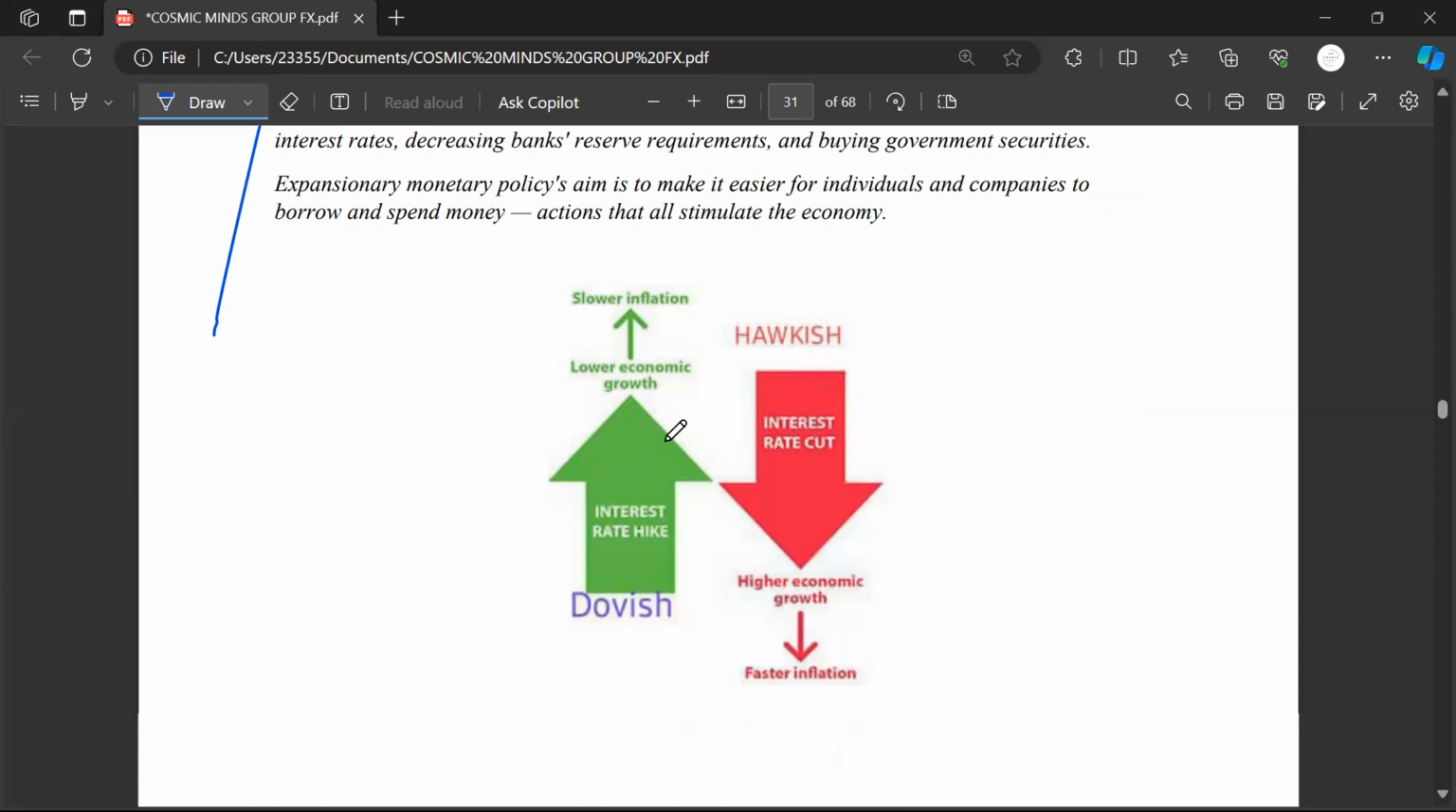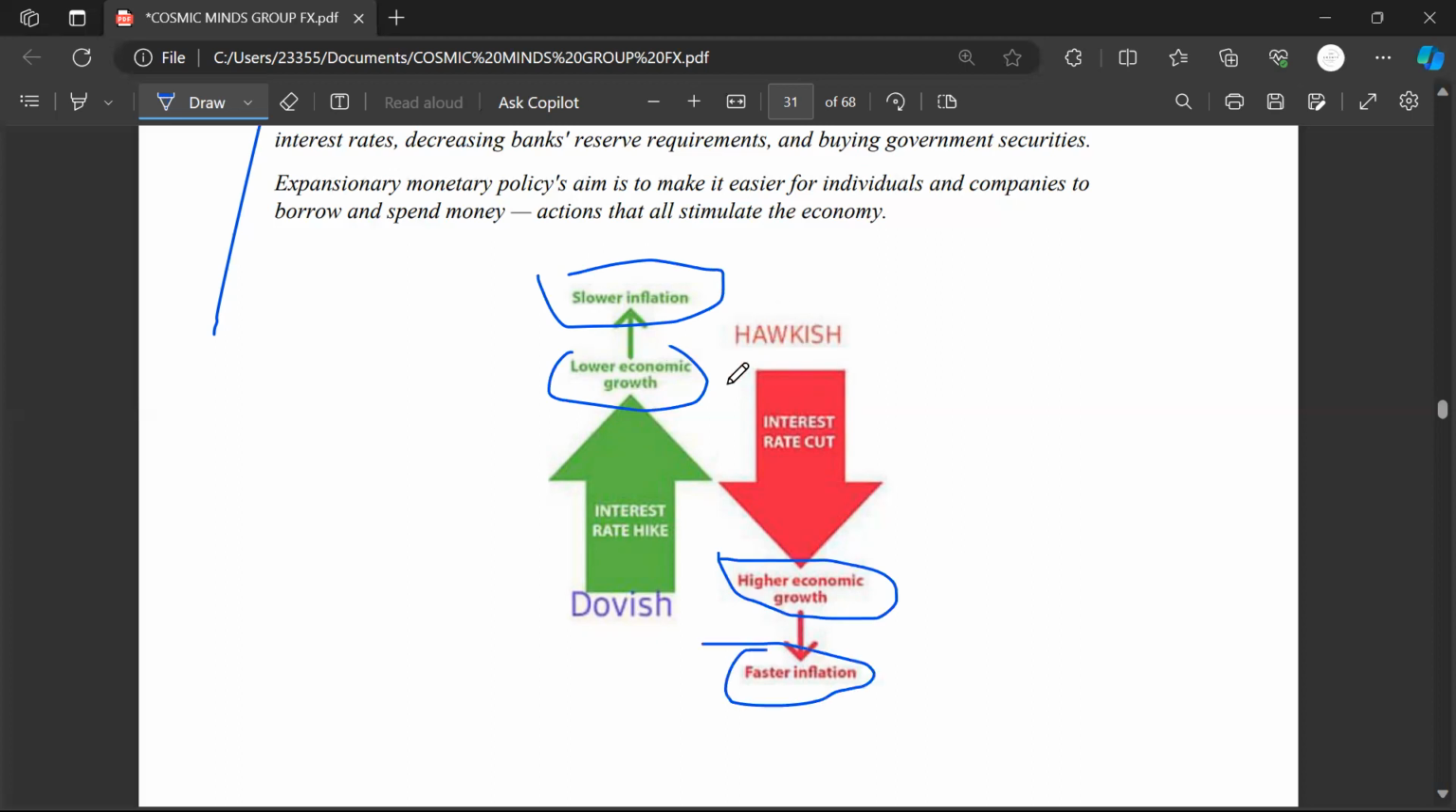So with the hawkish interest rate, what do they do? They will hike the interest rate, right? They will push it up, and these are the factors here. What you see under that: lower inflation and then lower economic growth. In a hawkish environment, there's higher economic growth, right? And then there's higher inflation, right? So what do they do to correct it? They will cut the interest rate. They will cut it down.